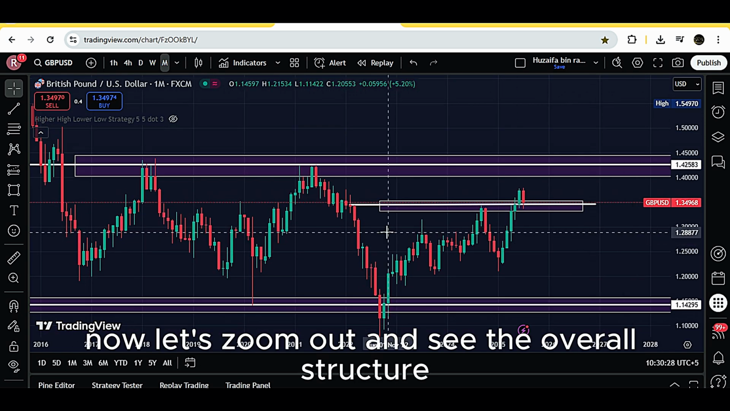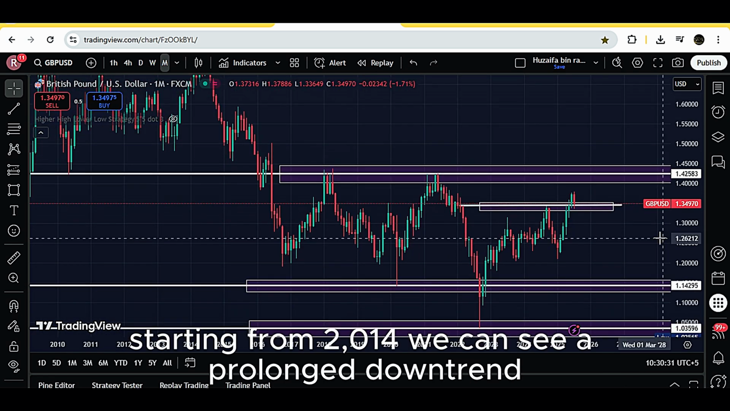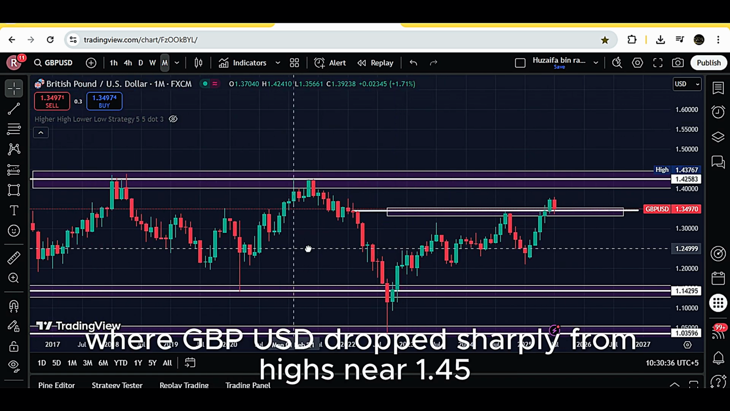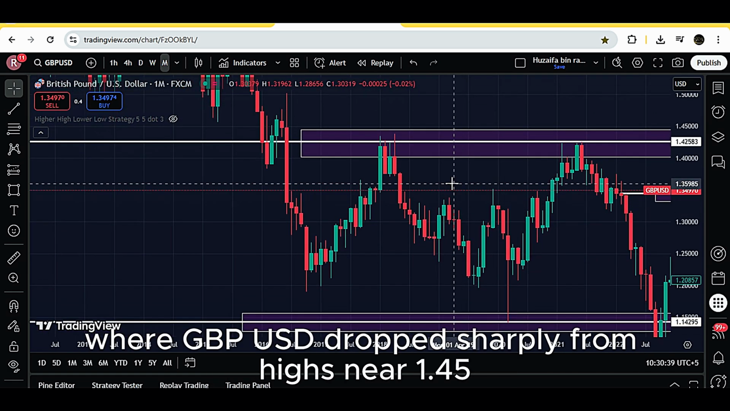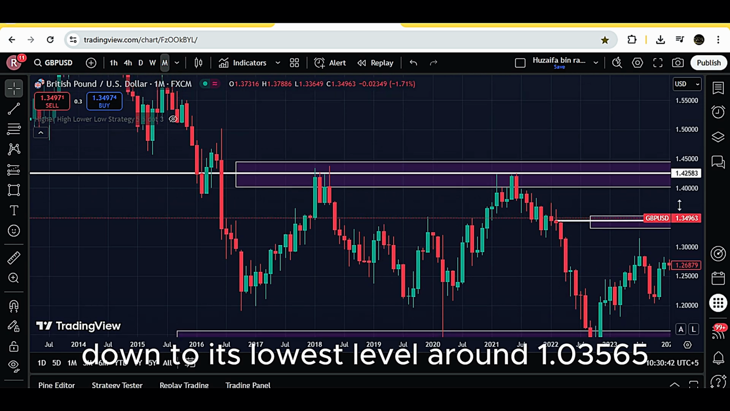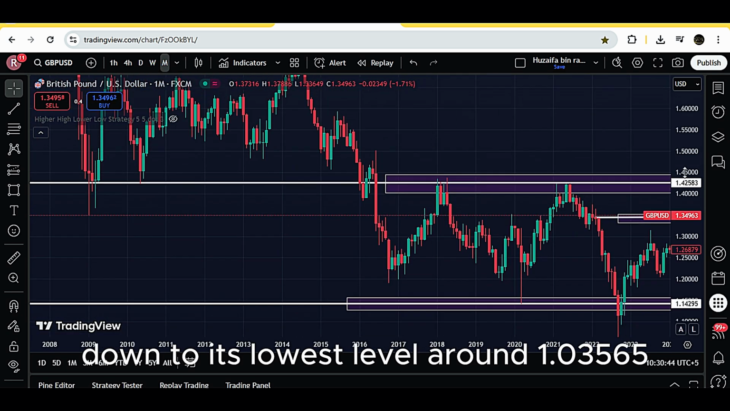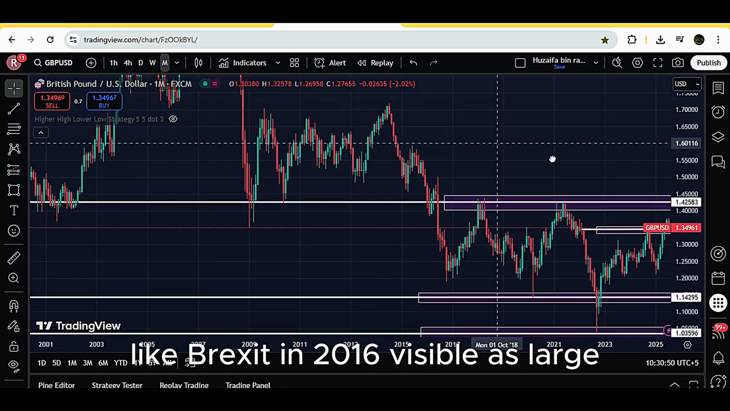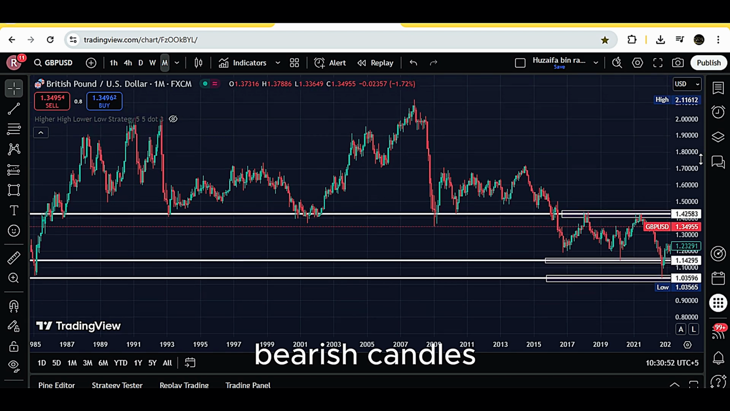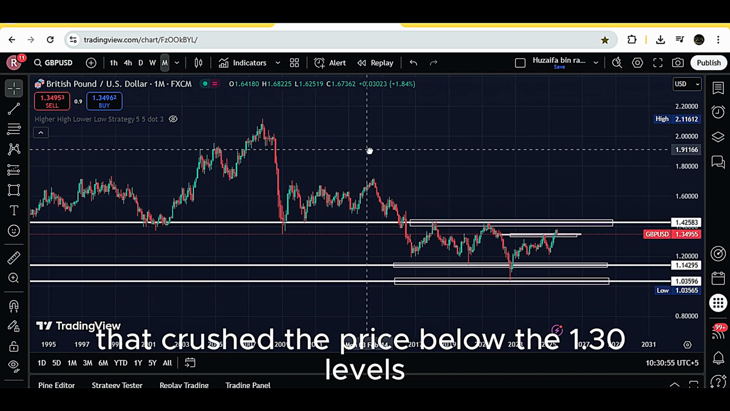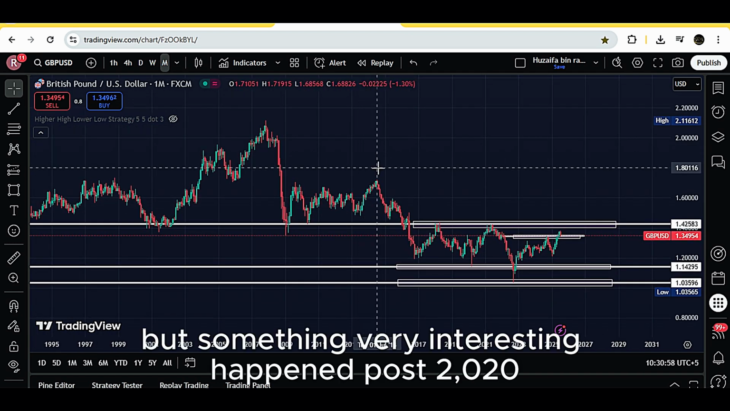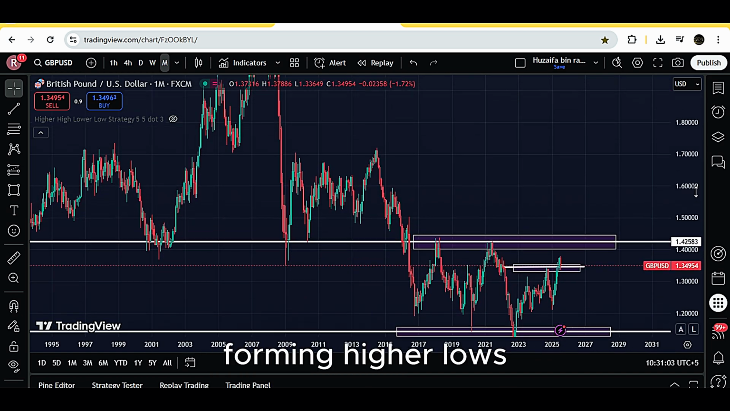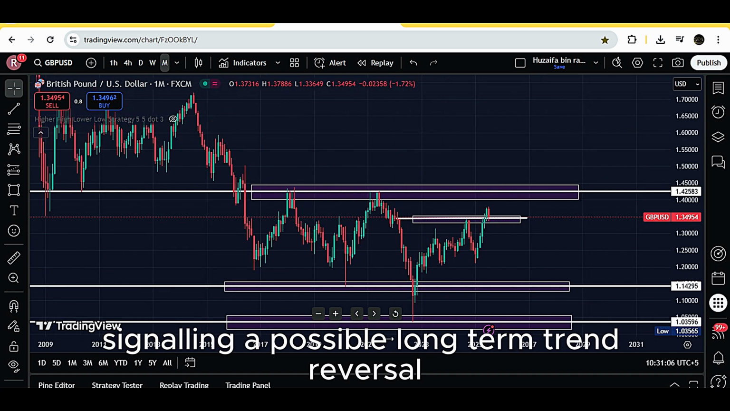Now let's zoom out and see the overall structure. Starting from 2014, we can see a prolonged downtrend, where GBP/USD dropped sharply from highs near 1.45 down to its lowest level around 1.03565. This dramatic decline includes major events like Brexit in 2016, visible as large bearish candles that crushed the price below the 1.30 levels. But something very interesting happened post-2020. The market started to recover, forming higher lows, signaling a possible long-term trend reversal.